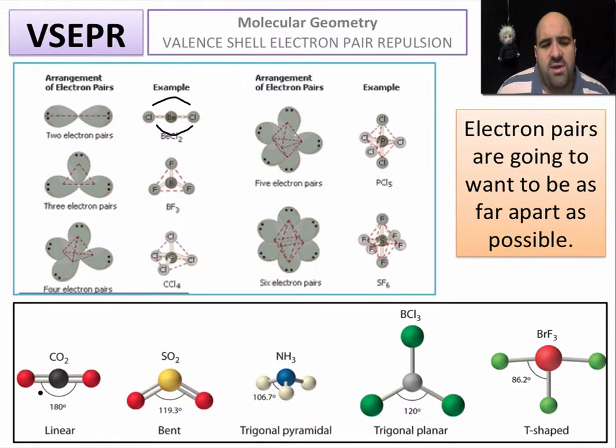Carbon dioxide is linear. That means 180 degrees. Why? Because a full circle is 360. Bent, we'll talk about bent in a little while. And trigonal pyramidal as well is a little more complicated. Trigonal planar, if you had one atom surrounded by three in the same plane, these would obviously be 120 degrees each because a circle has 360 degrees. And there's T-shaped and other things going on, but we'll talk about them.